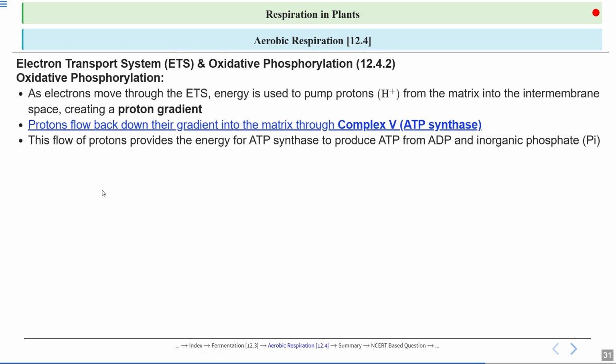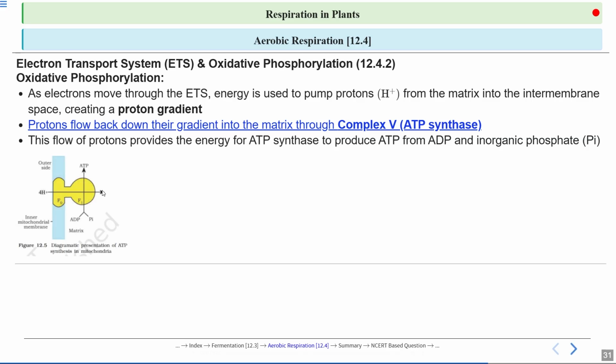What happens is that the flow of protons through ATP synthase provides the energy needed to convert ADP and inorganic phosphate into ATP. So this is how the cell produces most of its ATP. Here in the diagram we can see that when the protons flow back down their gradient, this gives the energy for this reaction to take place. So it provides the energy for ATP synthase to produce ATP from ADP and inorganic phosphate.